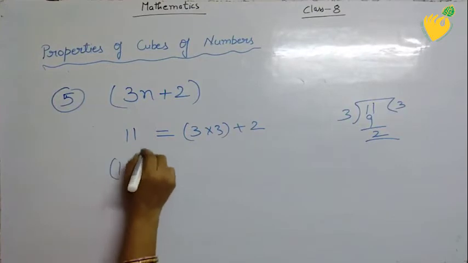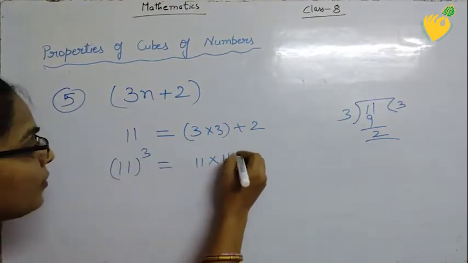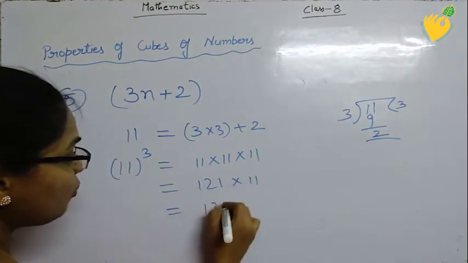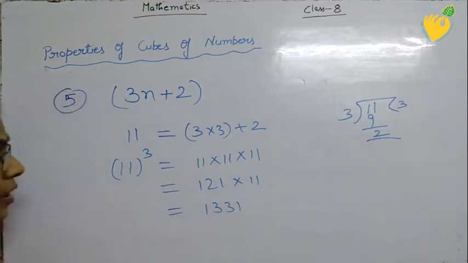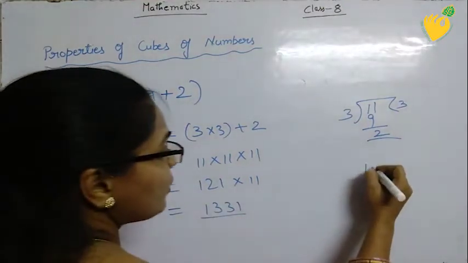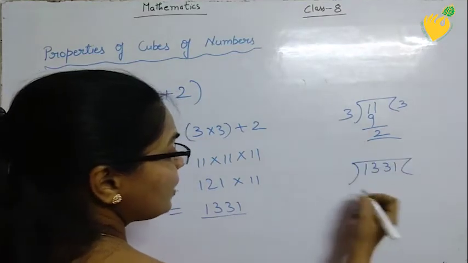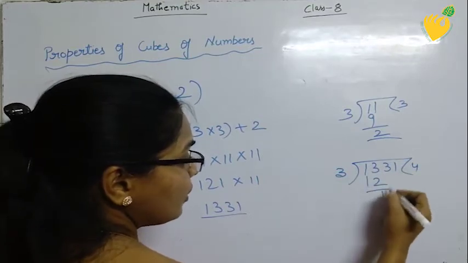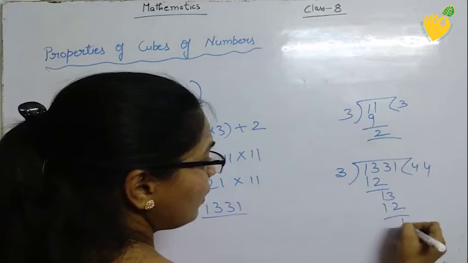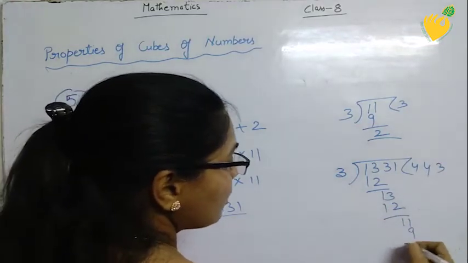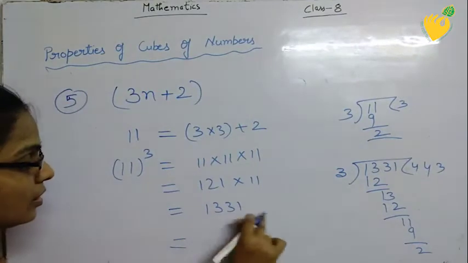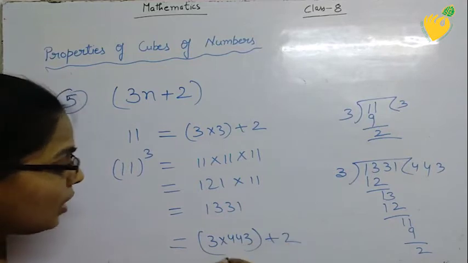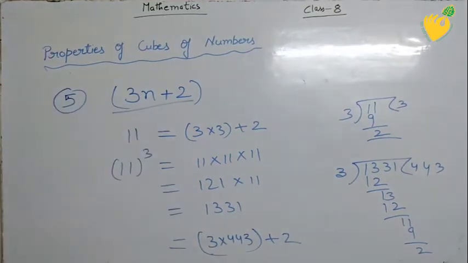Now what you have to find is the cube of 11. By multiplying 11 three times, you can find its cube, and we all know that the cube of 11 is 1331. Now you have to write this in the form 3n plus 2. For that you have to divide it by 3. 3 fours are 12. Again 3 fours are 12. 3 threes are 9. What is left? You can write it, students, as 3 into 443 plus 2. Again you can see this is of the form 3n plus 2.